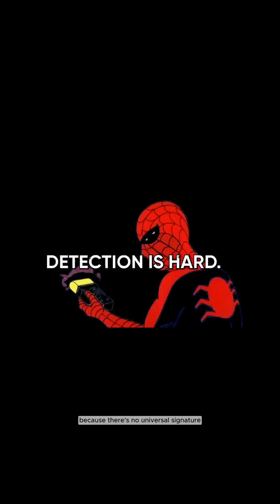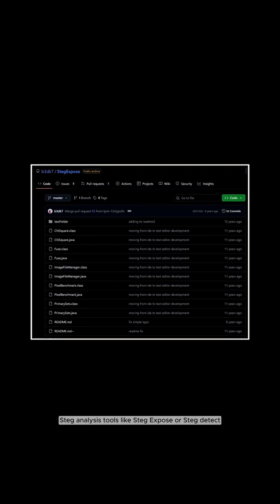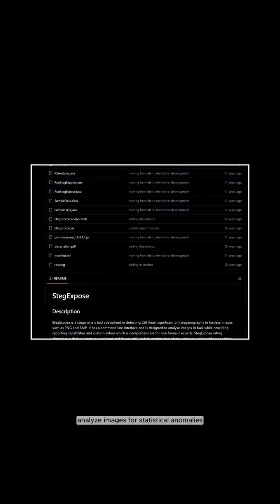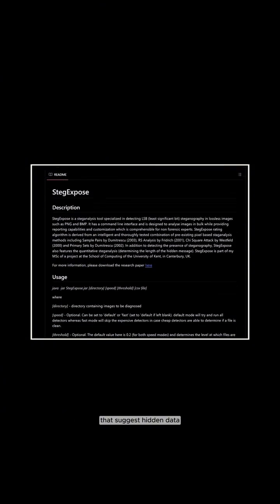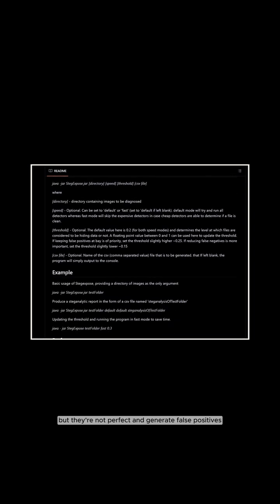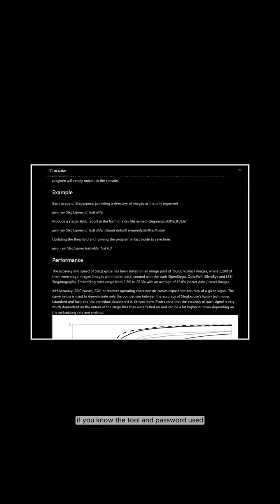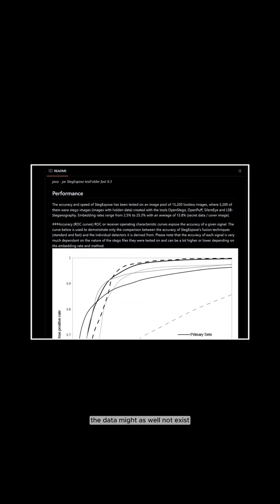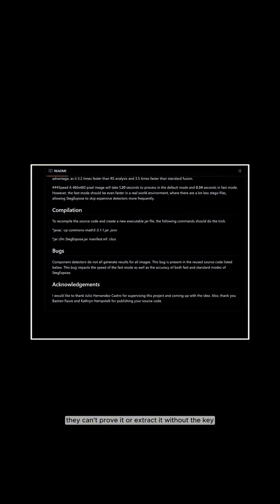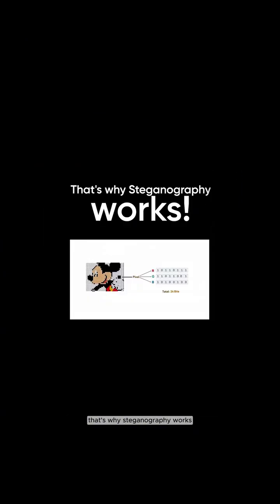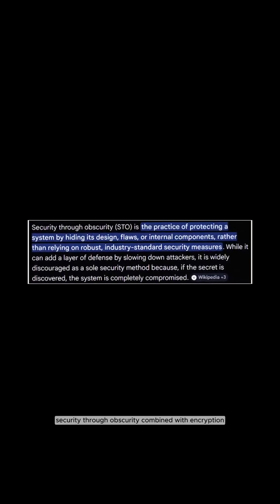Detection is hard because there's no universal signature. Steg analysis tools like StegExpose or StegDetect analyze images for statistical anomalies that suggest hidden data, but they're not perfect and generate false positives. If you know the tool and password used, you can extract easily. Without that information, the data might as well not exist. That's why steganography works. Security through obscurity combined with encryption. Even if someone suspects hidden data, they can't prove it or extract it without the key.